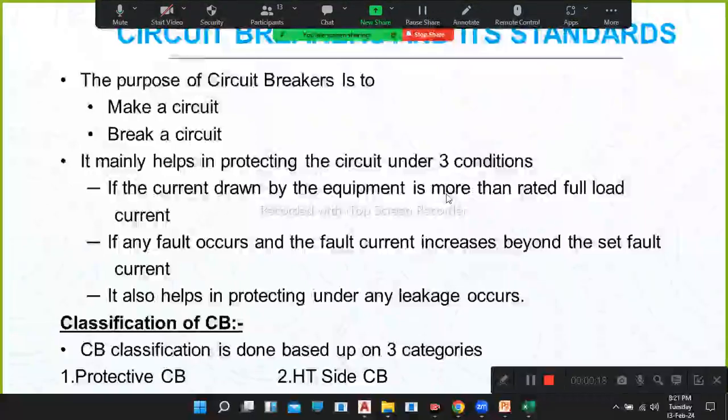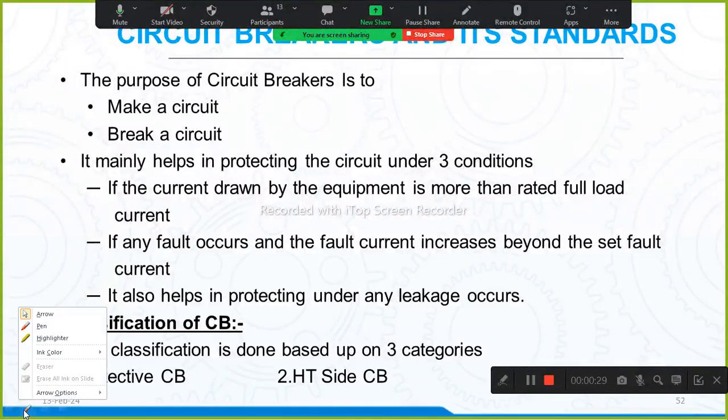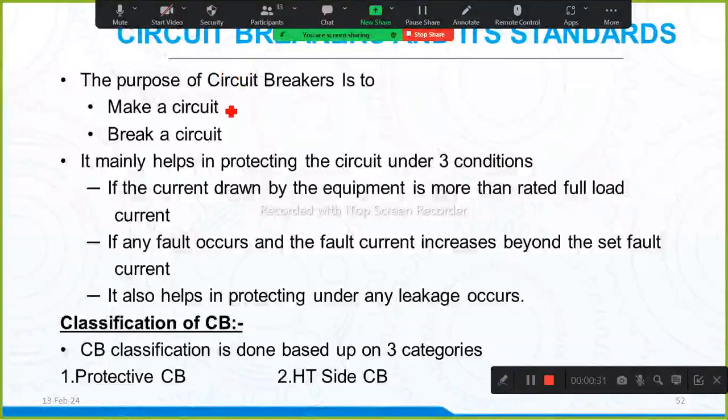Now first of all, what is the purpose of circuit breakers, guys? The purpose of circuit breaker is nothing but to make a circuit or to break a circuit. Make a circuit means to switch on the circuit breaker, to switch on the circuit. Break a circuit means if any problem occurs, it will automatically get tripped or off.